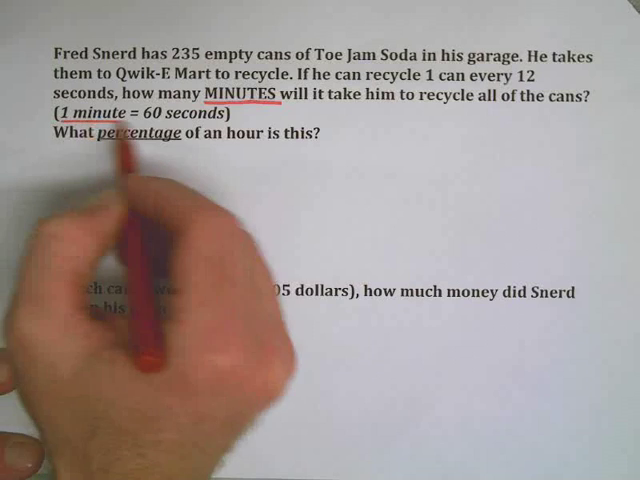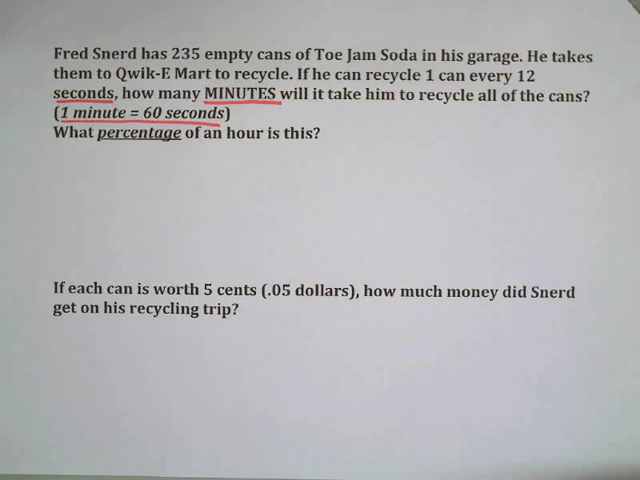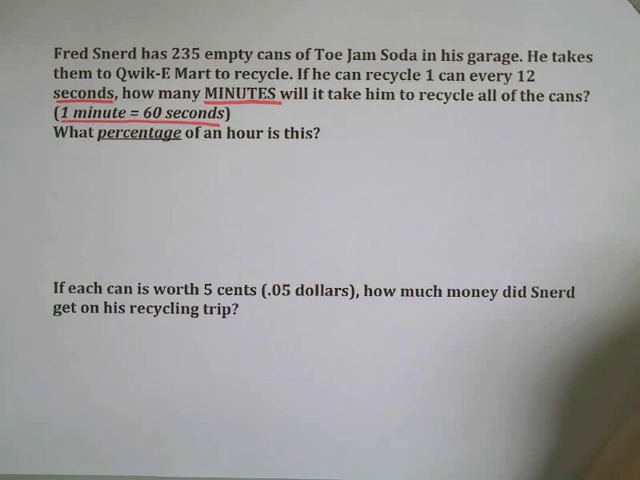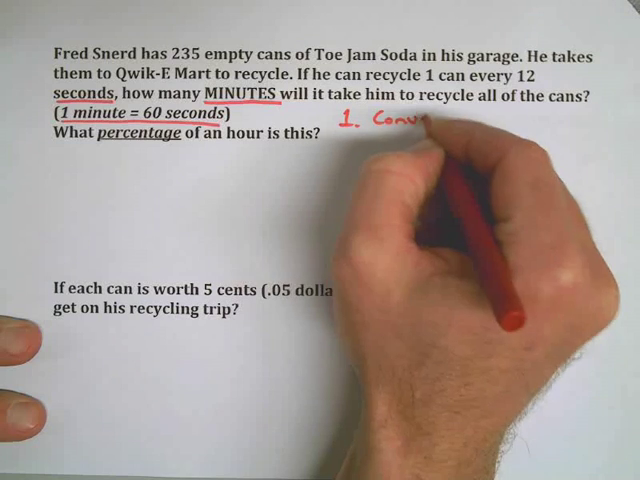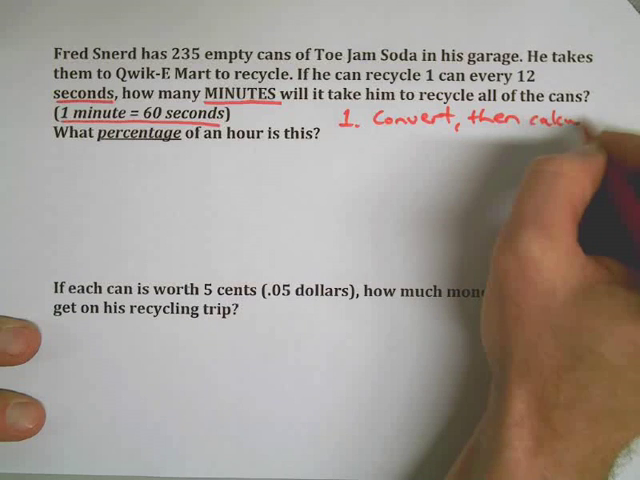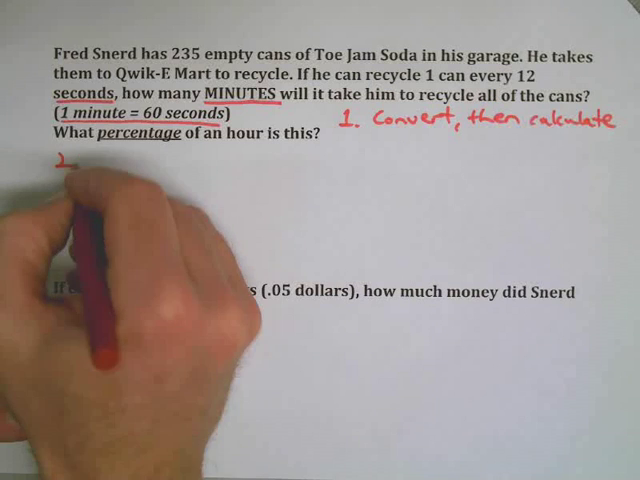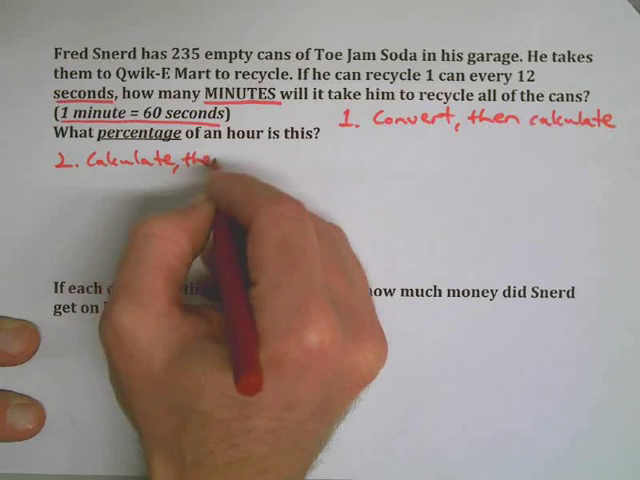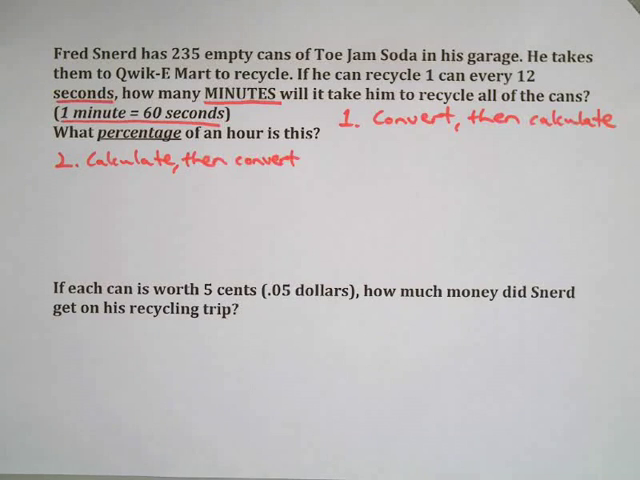So we're given the conversion. It asks for minutes. We are given seconds. So that tells us exactly what's going on here as we're converting seconds to minutes. There's two ways to do this. We can convert first, then calculate, or we could calculate first, then convert. I'll show you both ways. Maybe you can even come up with a third way to do it.